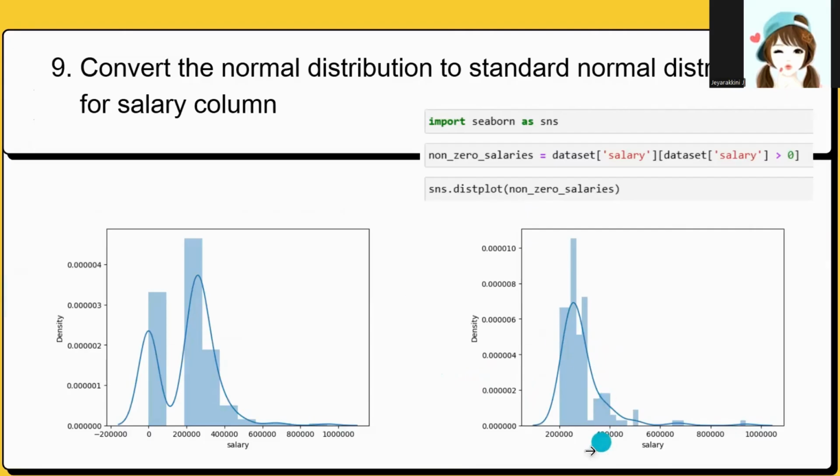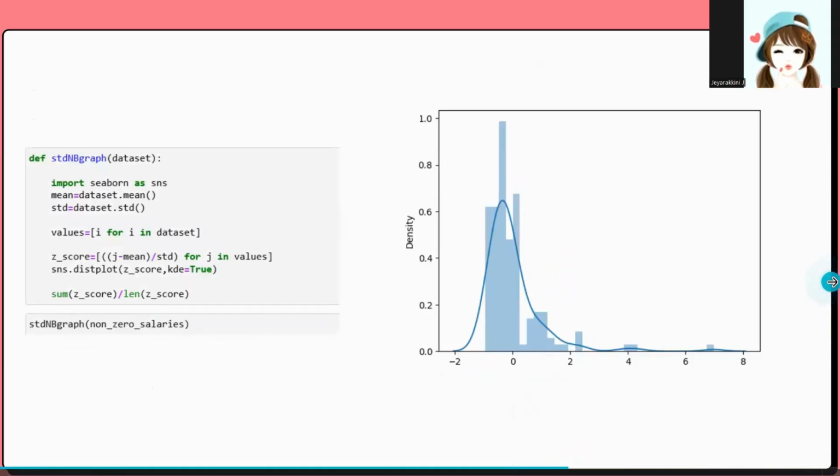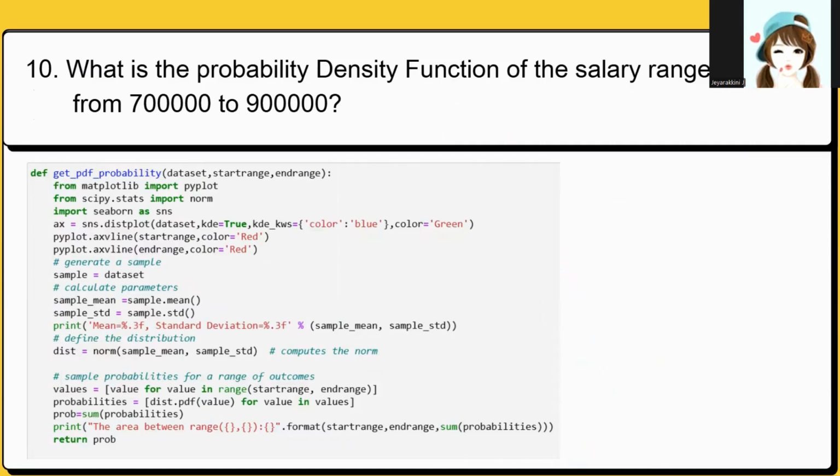Here it will be somewhere around 3 lakh here. So after converting, we see that the average has become 0 and the deviation is scaled accordingly to -1 to +1 and -2 to +2. Next, what is the probability density function of the salary range from 7 lakh to 9 lakh?